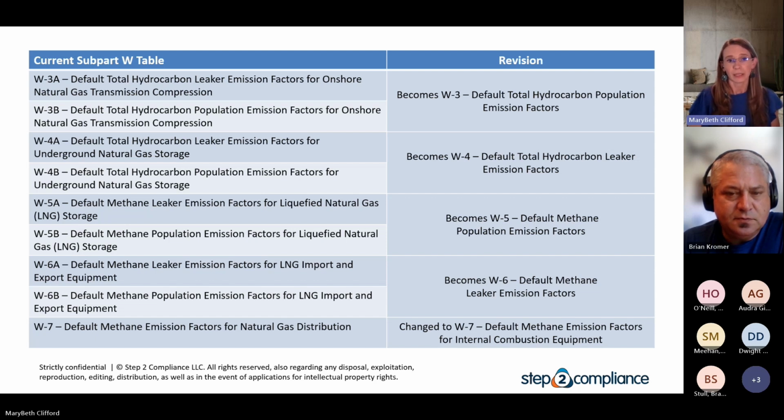W7 is not even the same anymore. It used to be the methane emission factors for natural gas distribution, and now it's the methane emission factors for the internal combustion equipment. So this one got moved in under one of these other tables.